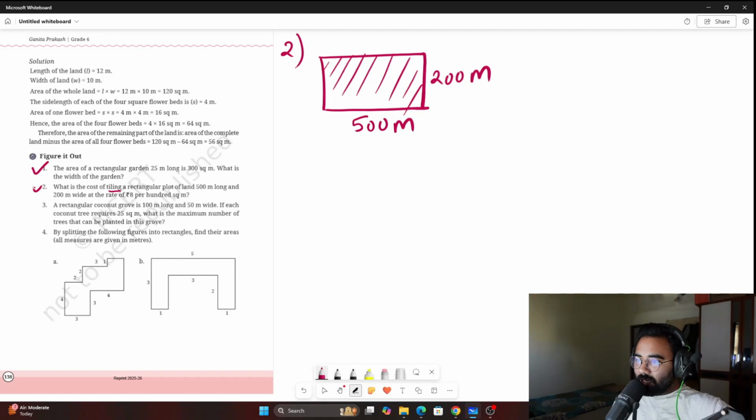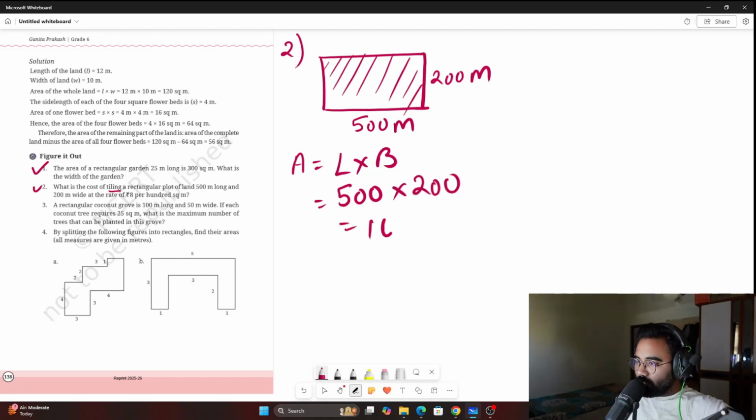So obviously I need to calculate the area. Area of rectangle is length multiplied by breadth. That should be 500 multiplied by 200. So 5 twos are 10 and we have 4 zeros, meter square. So we have 100,000 meter square. That is the area. All right.